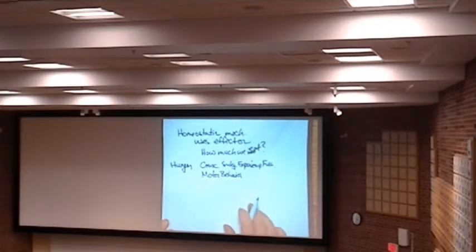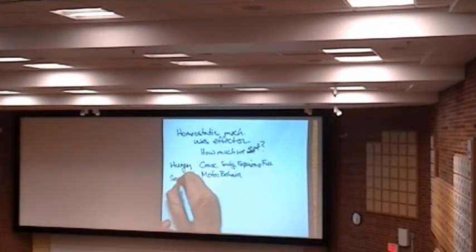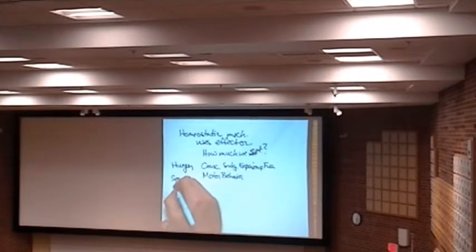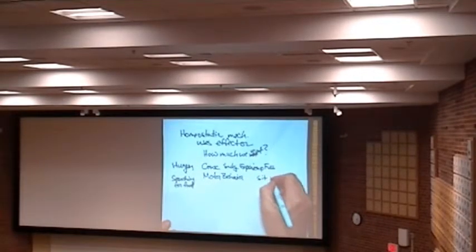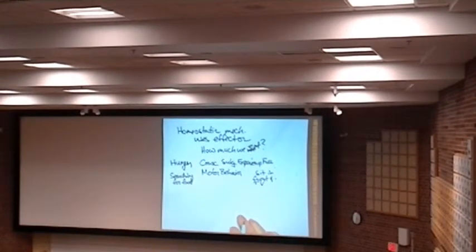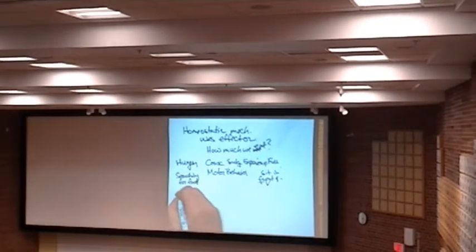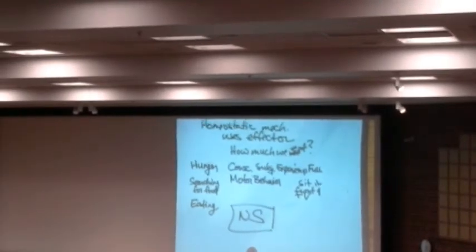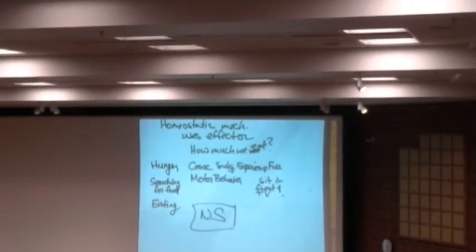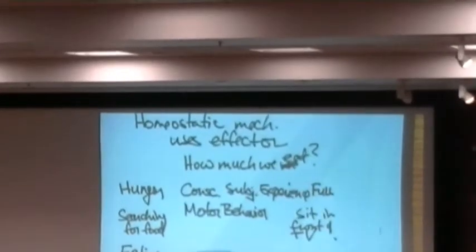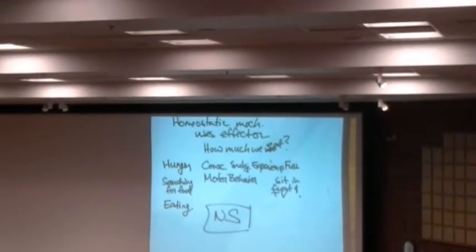Okay? Motor behavior, whether we spend time searching for food or whether we just sit in front of the TV set. Whether you go out and look for food or not. Another example of motor behavior, the nervous system. What part of the brain is most likely to be involved in regulating body weight, something which is essential for survival?